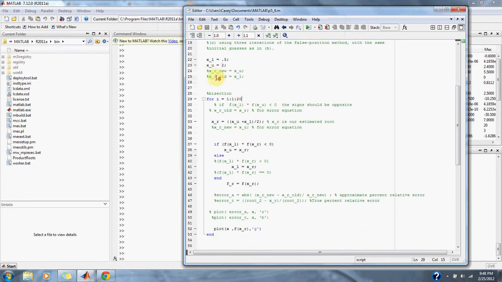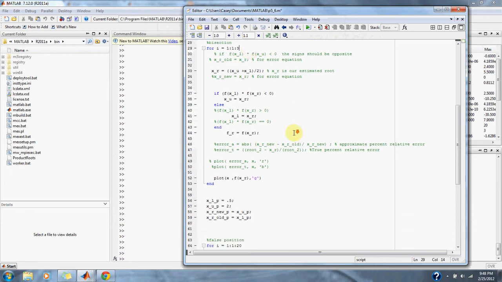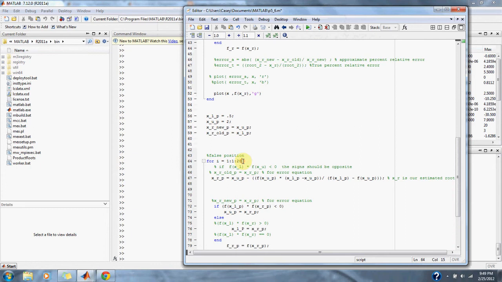So part B, use three iterations of the bisection method with the initial guess of x lower equal to 0.5 and x upper equal to 2. And then part C, using three iterations of the false position method with the same scenario. For three iterations, so I'm going to knock that down to 3.